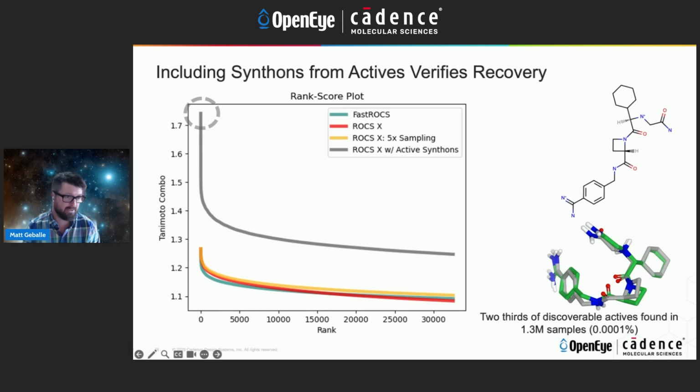And up at the top of the hit list, we see a Tanimoto combo now approaching 1.8, so not 2.0, but very close. And those differences are really because of the differences in conformation between a crystallographic conformation and an omega conformation. At the top of the hit list is the query molecule that we're able to form from the synthons that we placed into the library, and ROCS X was able to find that and pull that out and have it at the top of the hit list, as you would expect.